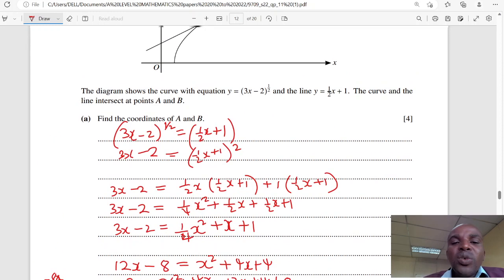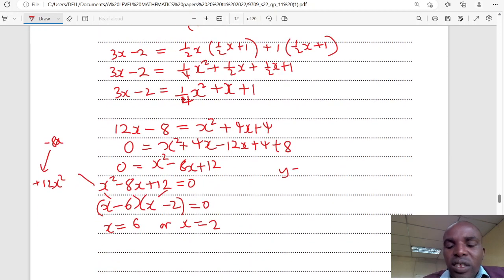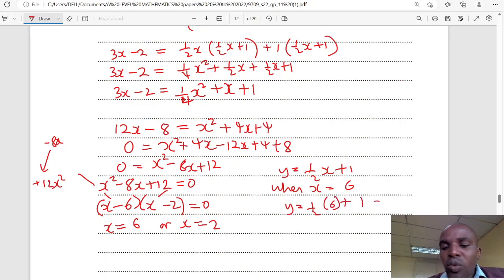Now for y, you take any of the equations. You can take y is equal to half x plus 1. So you say when x is equal to 6, then y is equal to half times 6 plus 1, which is equal to 3 plus 1, which is 4. So you have a coordinate (6, 4), like this.